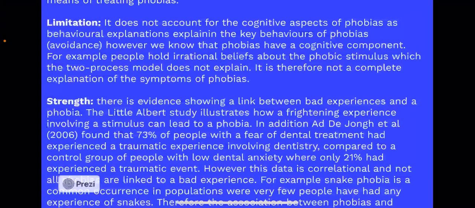A limitation is that it does not account for the cognitive aspects of phobias, as behavioural explanations explain the key behaviours of phobias such as avoidance.